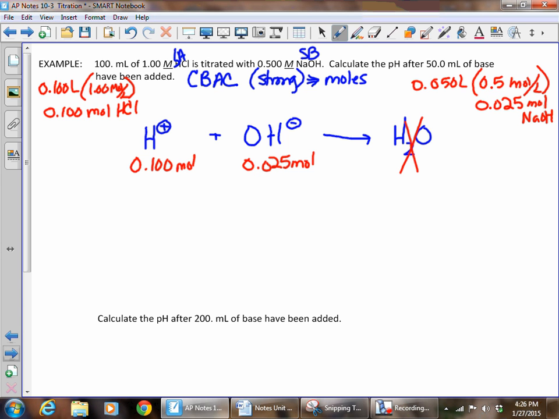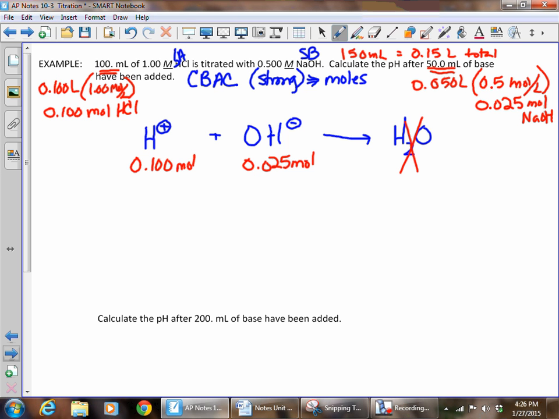Another thing that we want to make sure that we know and figure out at the beginning is how many total liters we are dealing with. Because remember, as soon as we get done with CBAC, that last C is changed back to molarity. So we need to know that since we added 100 milliliters of our acid and 50 milliliters of our base, we've got 150 milliliters total of solution, which is 0.15 liters total. So that's another thing that we need to know.